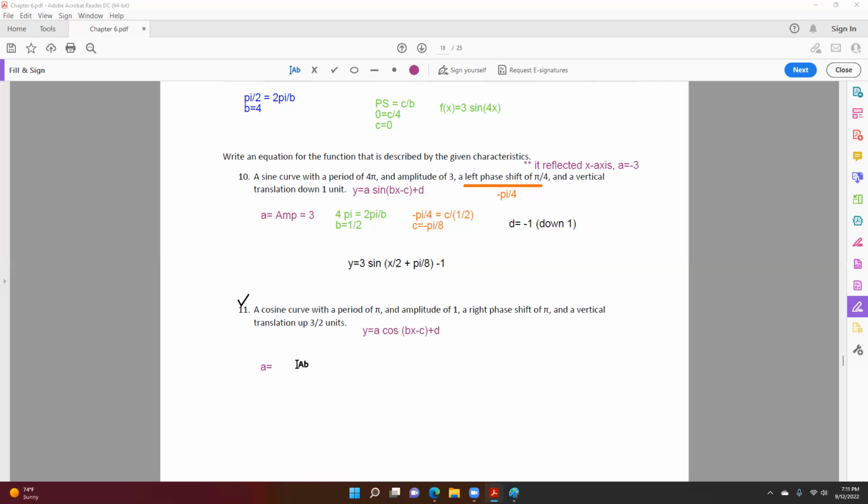Anyone know what A is in this case? Is it 1? Yep, A is 1. That's correct, because that is your amplitude. Now we have to figure out what B is. Well, B is 2. Can someone say why it is 2? Mosati, can you tell how you get B is 2 in this case?